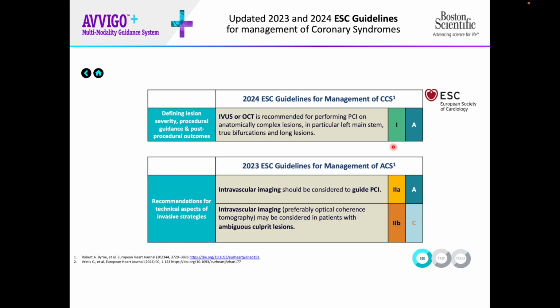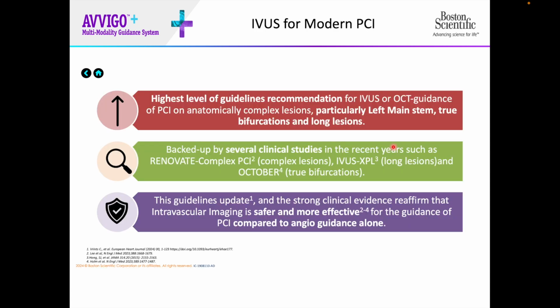So based on all of this data, the 2024 ESC guidelines have now been upgraded, and IVUS-guided PCI is now a class 1A indication for anatomically complex lesions, in particular left main stem, true bifurcations, and long lesions. The 2023 ESC guidelines had already given IVUS-guided PCI a class 2A indication for acute coronary syndrome.